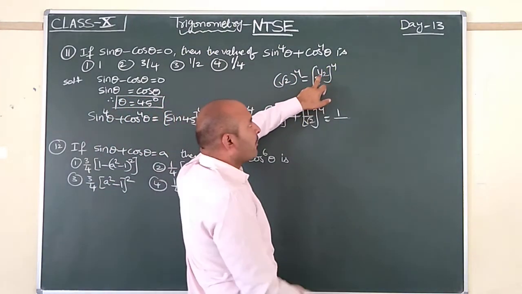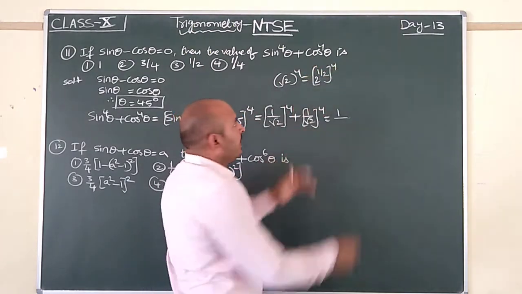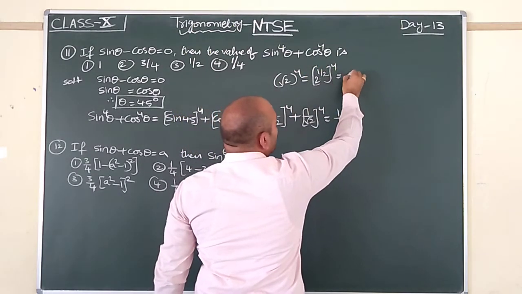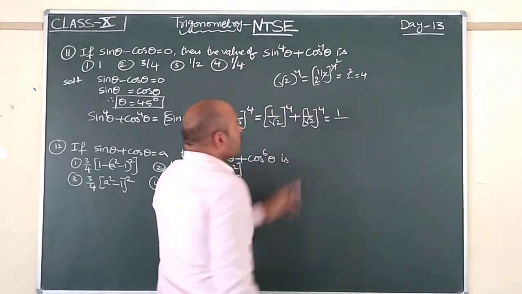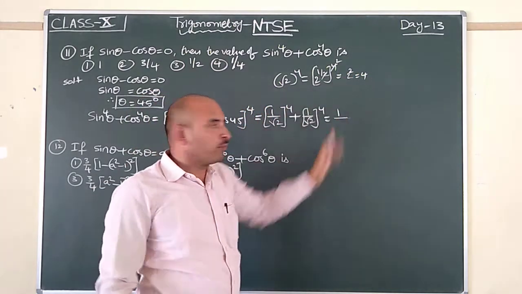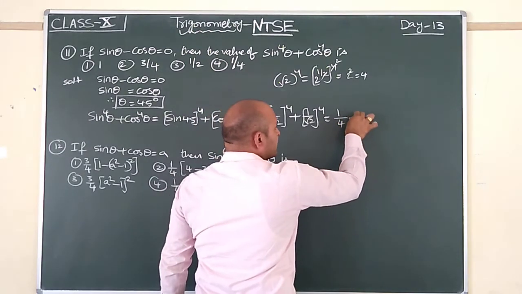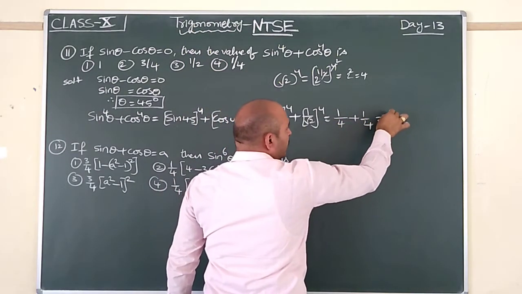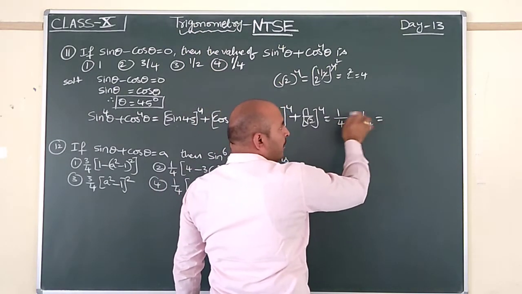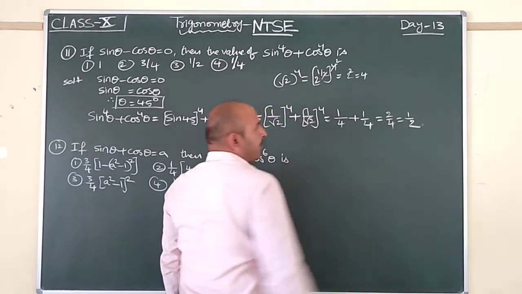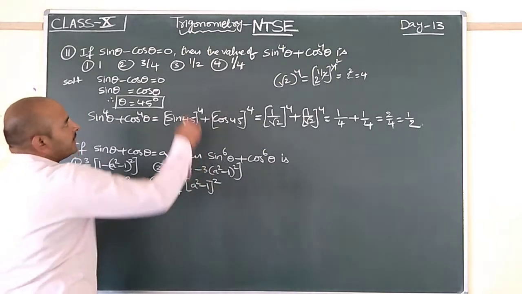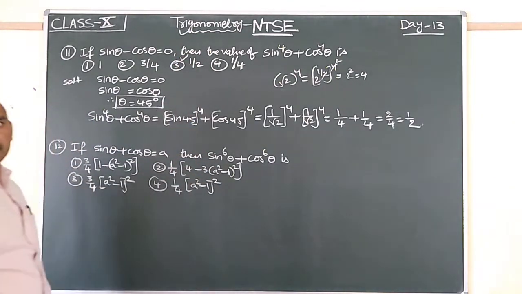So this is a power m whole power n, a power mn. So clearly this is 2 power 2 square. This is 4. So root 2 whole power 4 value is 4. So 1 by 4 plus 1 by 4. It is equal to, LCM 4, 1 plus 1, 2. So 2 by 4. It is equal to 1 by 2. So option number 3.